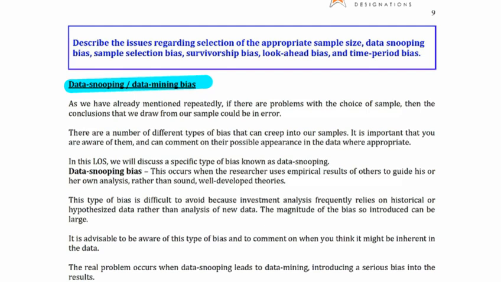What is data snooping bias? Snooping is exactly what it is. You look into other people's business. So data snooping bias: the researcher uses results of others that have already done the job to guide his or her own analysis, as opposed to developing sound theories themselves. Everyone comfortable with that?